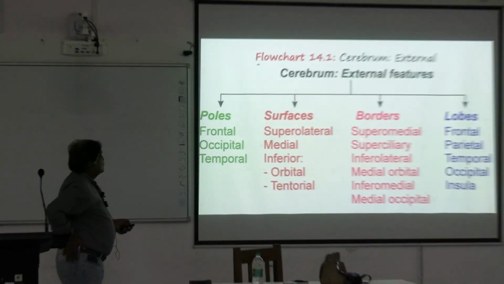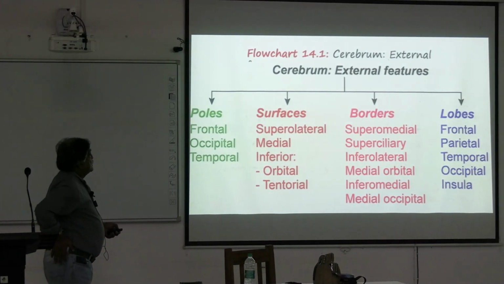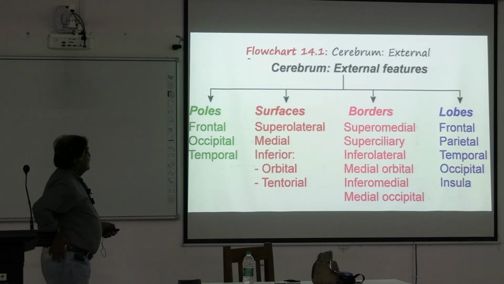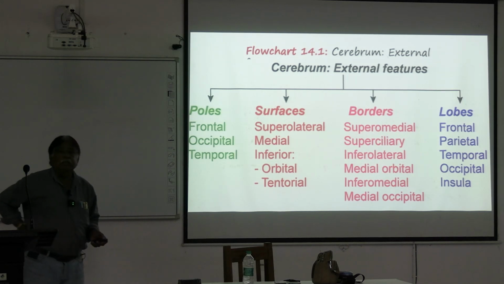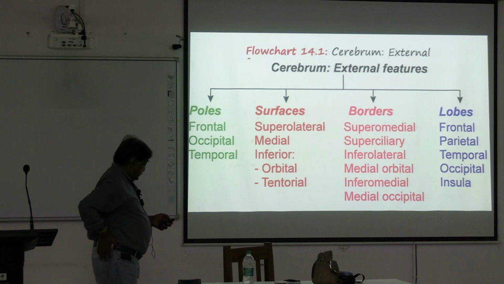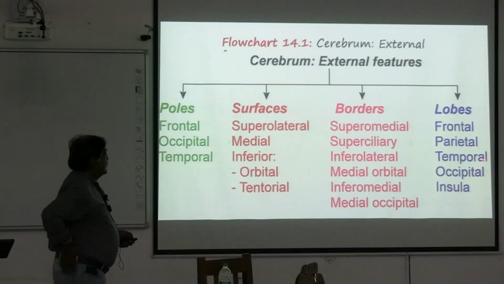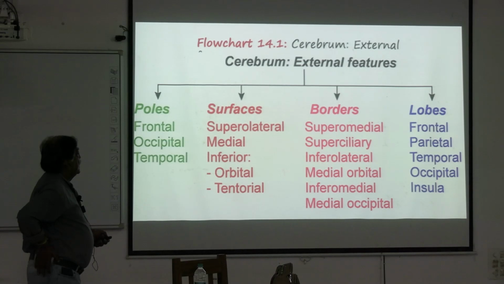Now, borders: superomedial, superciliary, infralateral, medial orbital, inframedial, medial occipital. Now, occipital, orbital, ciliary, these are the bones of the skull that it is related to. The lobes: frontal lobe, parietal lobe, temporal lobe, occipital lobe, insula.